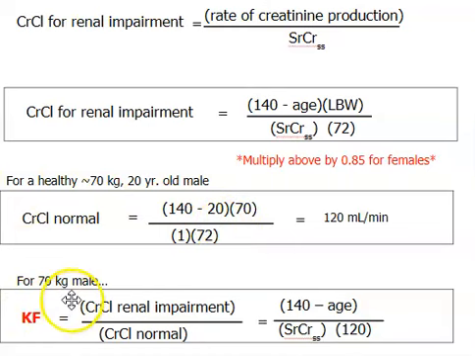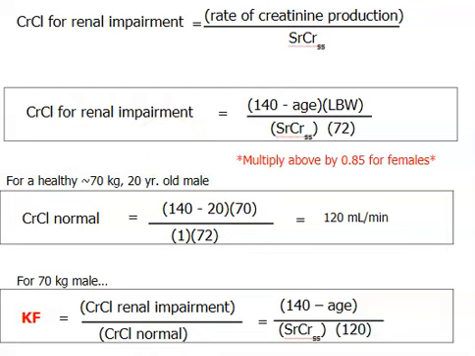You can also use another formula looking at kidney function. And so this is what kidney function looks like for a 70 kilogram male. It's the creatinine clearance that has the degree of renal impairment divided by normal creatinine clearance. So you can use this formula, 140 minus the age, divided by serum creatinine concentration times 120. So these are all derivatives basically of the same thing. This gets a little bit more complex.